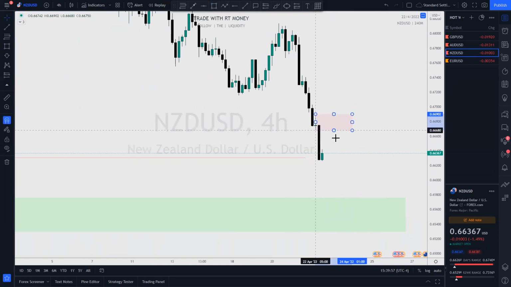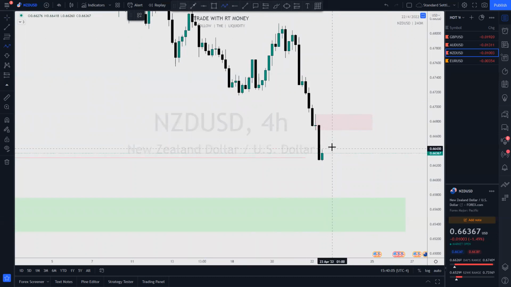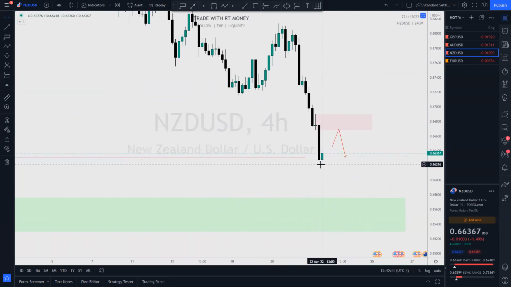If it pulls back first, before it goes down, I think this will be the spot here, right? If it continues down bearishly through here, then we'll get something like this.